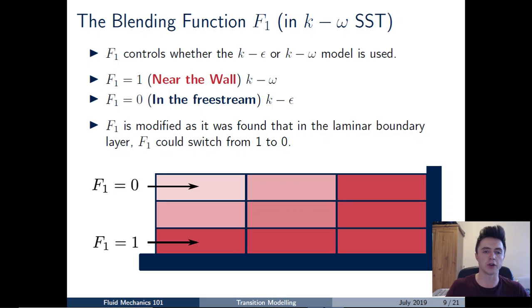But as a quick overview, the blending function is going to take a value of 1 near the wall and a value of 0 away from the wall, and the blending function is a continuous function that's defined in every cell in the mesh. And so the blending function, if you plot it, might look like something you can see there in the diagram, where F1 is 1 near the wall, and as we move away from the wall it turns to a value of 0.